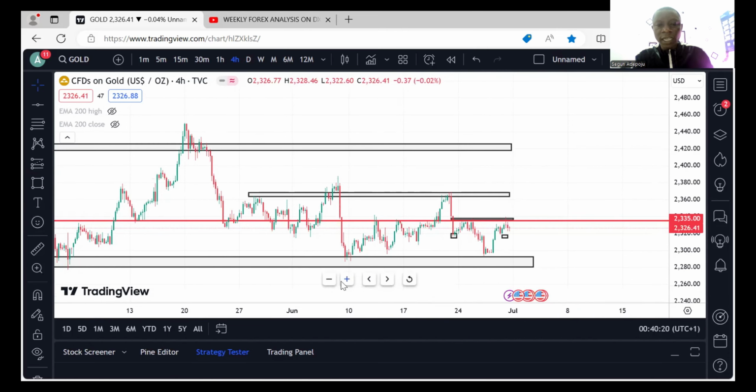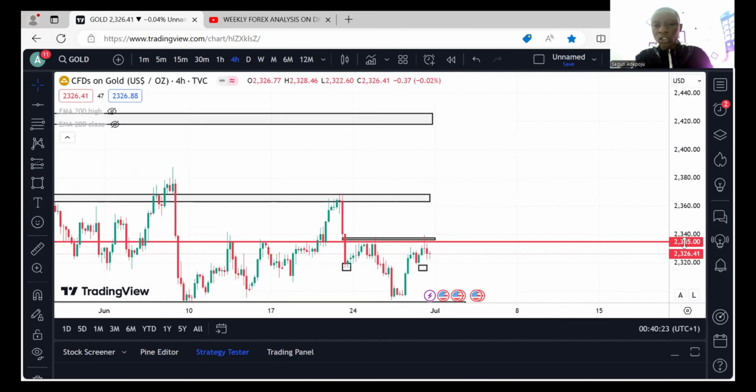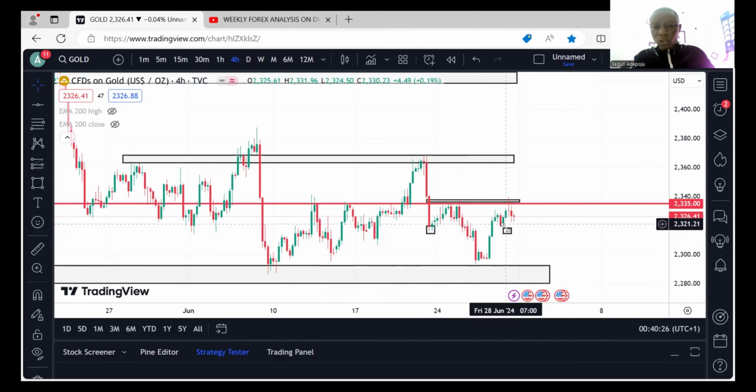So this is the analysis that I have for gold. This week, gold is trying to form head and shoulder. You can see the head, you can see left shoulder and right shoulder. So you just patiently wait for the market to break. If it breaks, then we look for opportunity to buy.